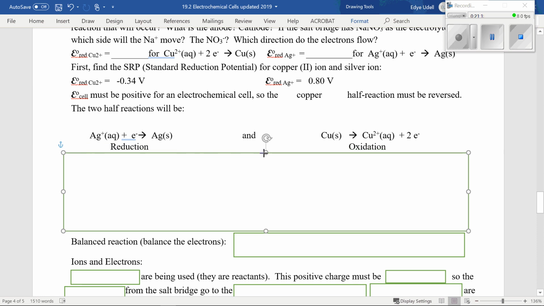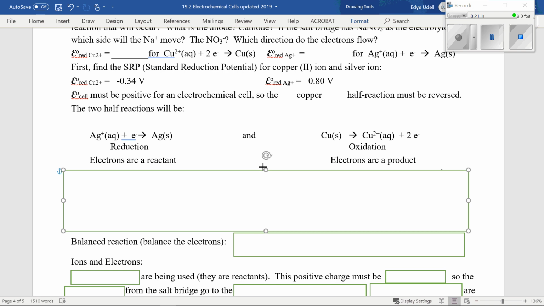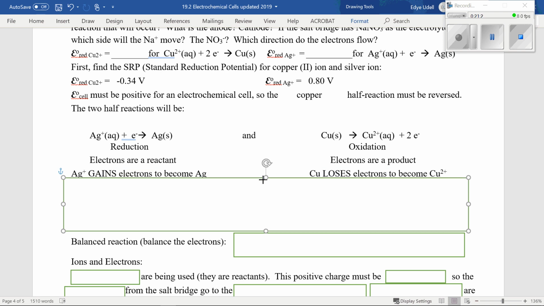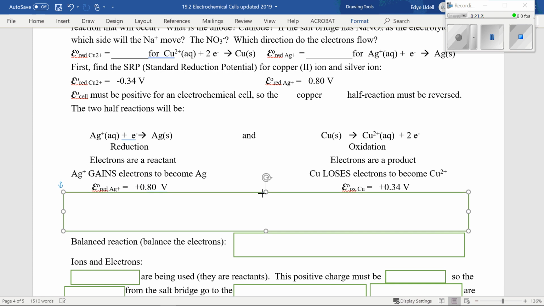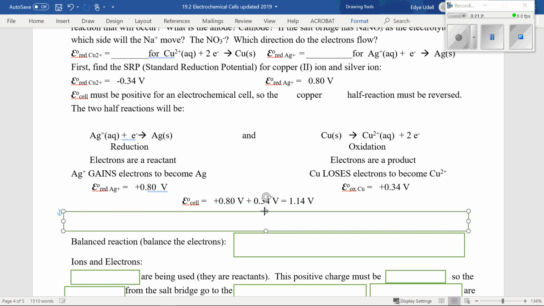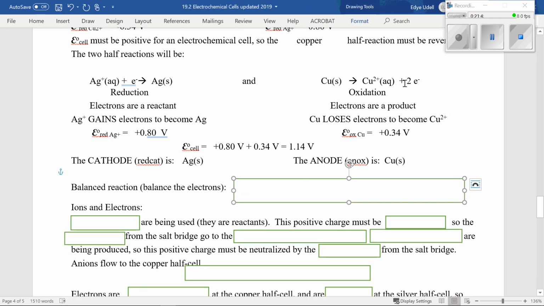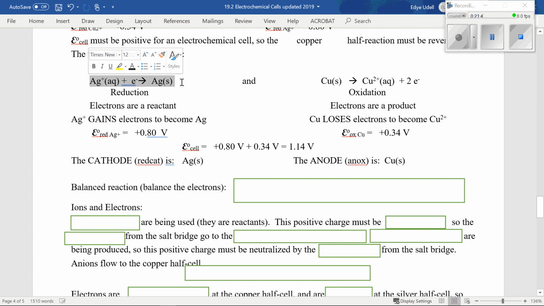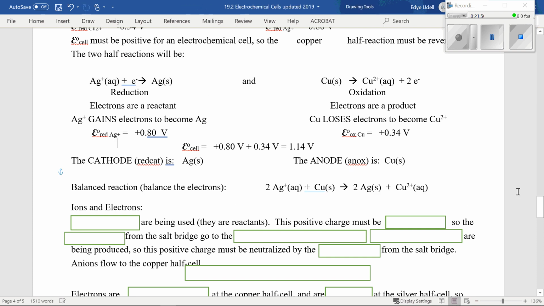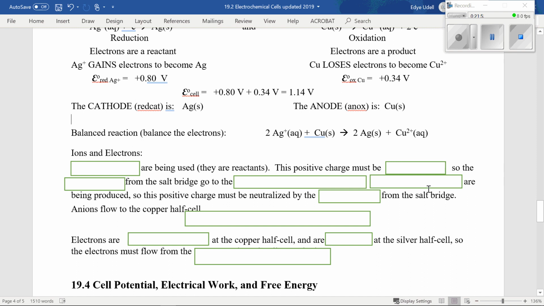So now we have reduction and oxidation. We check whether electrons are a reactant or a product. Who's gaining, who's losing. Our cell potentials, we're going to add those together to get a cell potential of 1.14. Notice we changed the sign for the copper half reaction. And we identify from a red cat and an ox. The cathode is the silver, the anode is the copper. Balanced reaction, we need to multiply this reaction by what? We need to multiply it by 2 to get this balanced reaction.